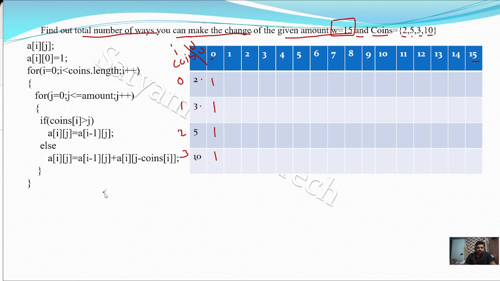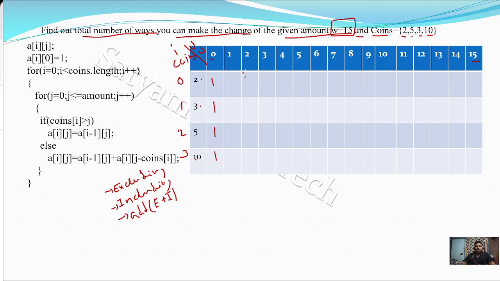So here it is excluding the coin and including the coin, and you add excluding plus including.